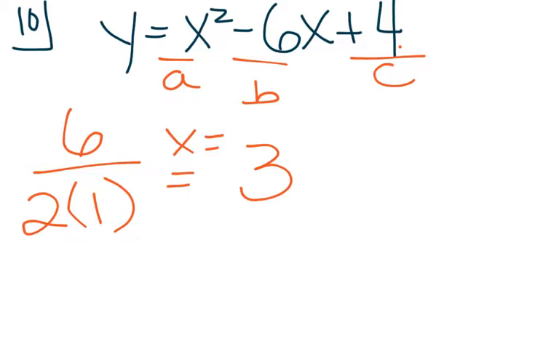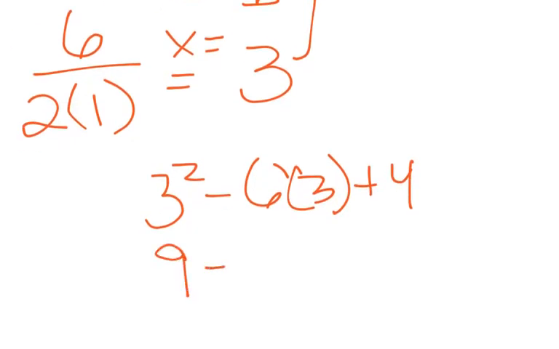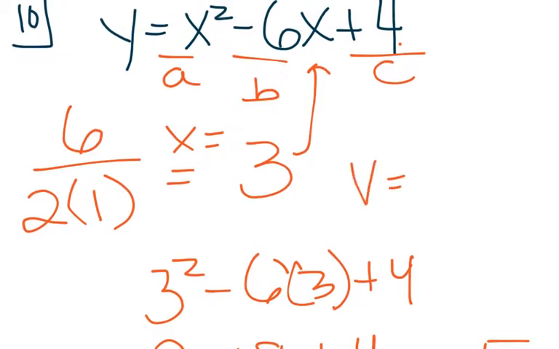So now we want to find our vertex, so we are going to find our y value by plugging 3 in for all of our x's. So we have 3 squared minus 6 times 3 plus 4. So that's 9 minus 18 plus 4, and that equals negative 5. So our vertex is (3, negative 5).